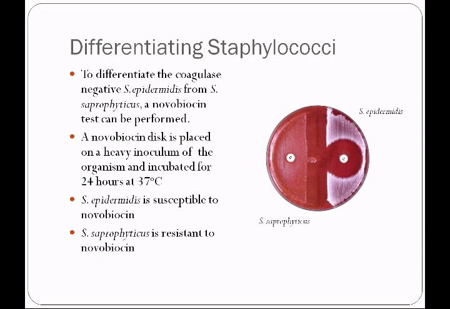It's important to differentiate these two organisms, especially in samples from young females. Young females typically will get a Staph saprophyticus urinary tract infection if they are sexually active and contract this as a sexually transmitted infection.